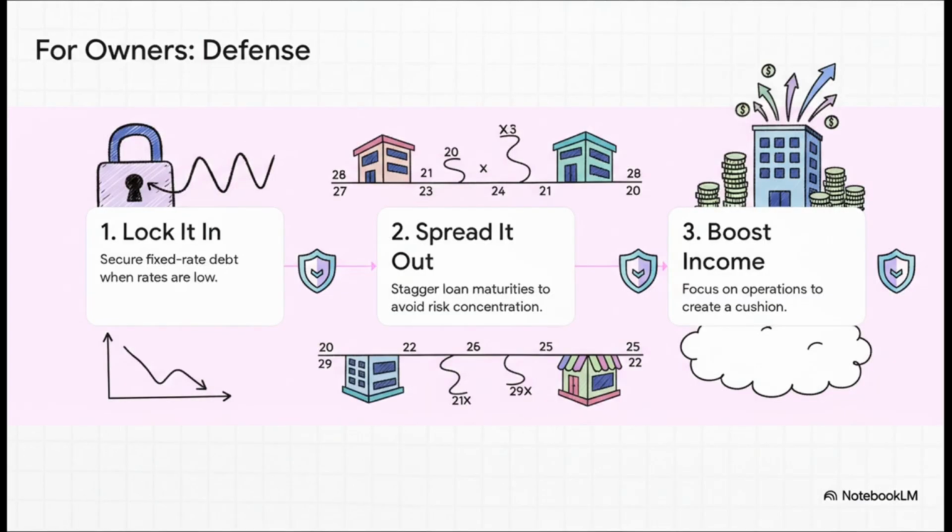And finally, if you are a current owner, it's all about defense. It's really a simple three-step playbook. 1. Lock in good fixed-rate debt whenever you can. 2. Don't have all your loans coming due in the same year. And 3. Focus like a laser on operations to squeeze every last dollar of income out of your properties. That income is your cushion.